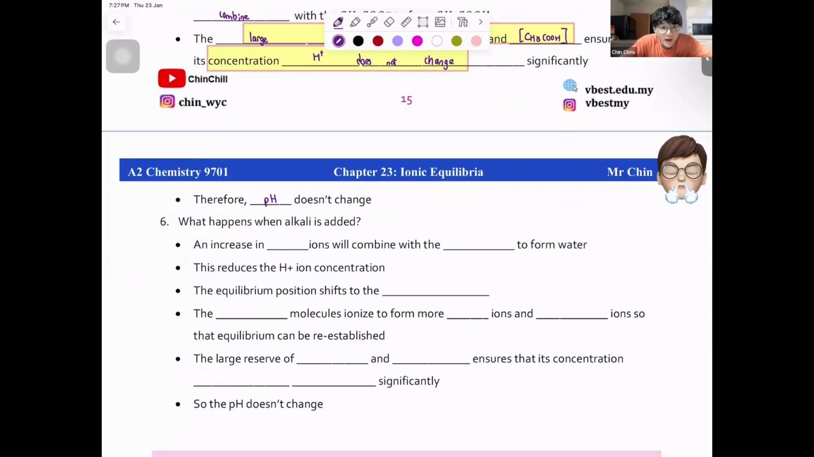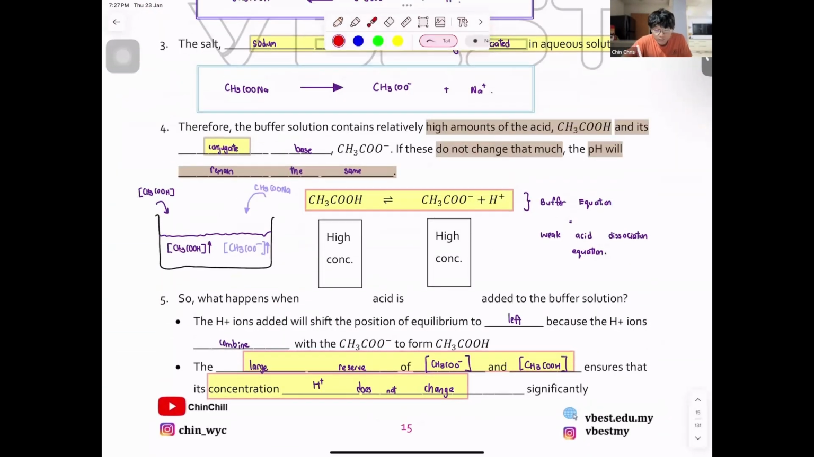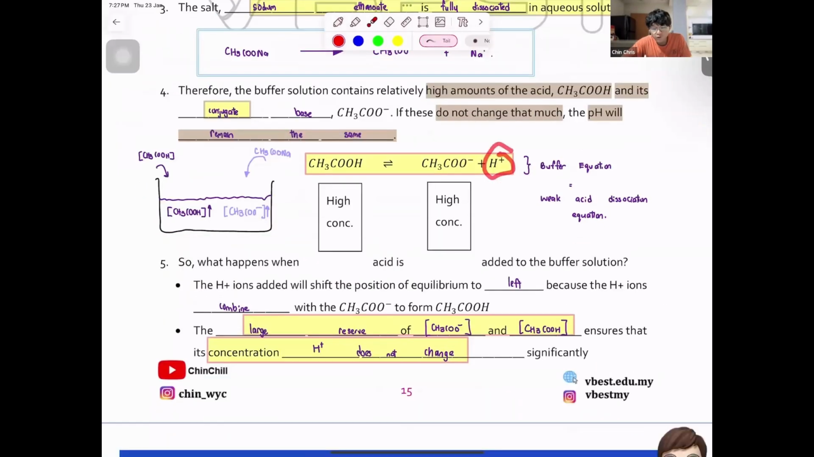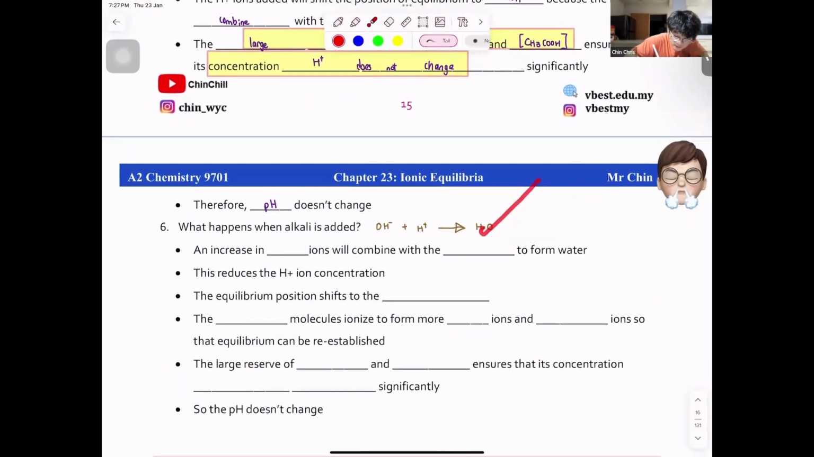Okay, now, guys, what happens when OH minus is added? If you're adding OH minus, you see alkaline is OH minus. So when you add OH minus, this OH minus will react with the H plus available in the solution, forming H2O. So an increase in OH minus will combine with H plus ions, forming H2O. Then what happens? It reduces the concentration of H plus.